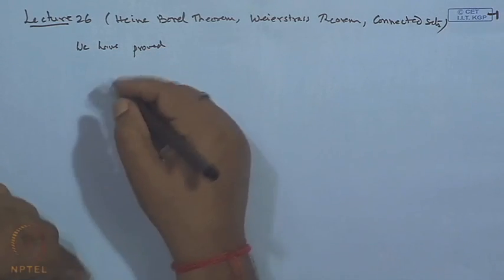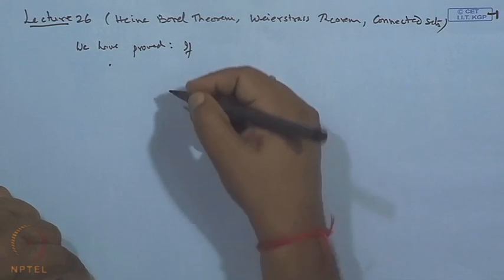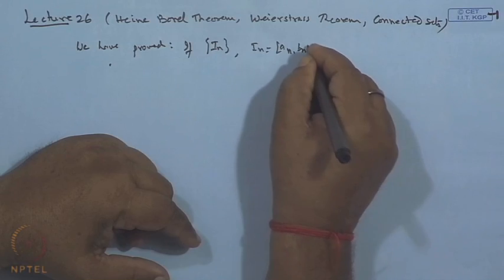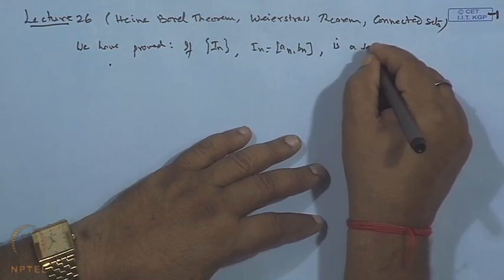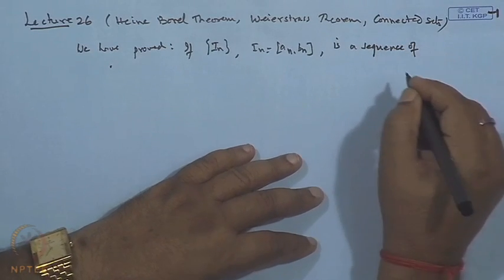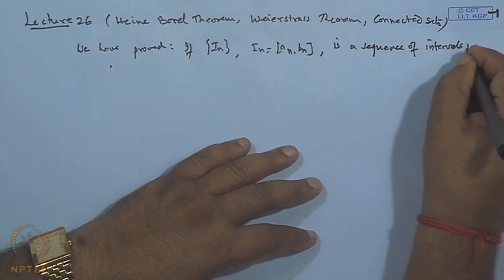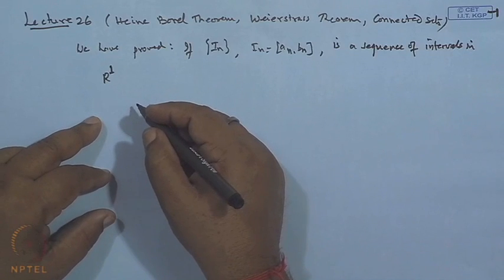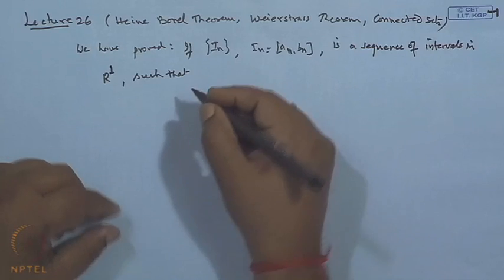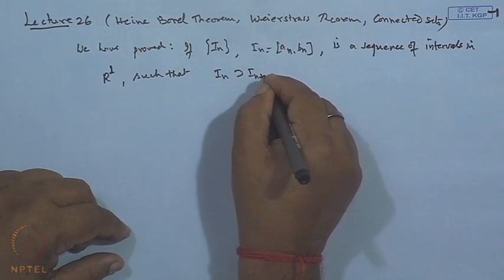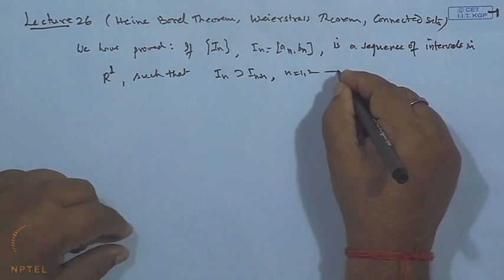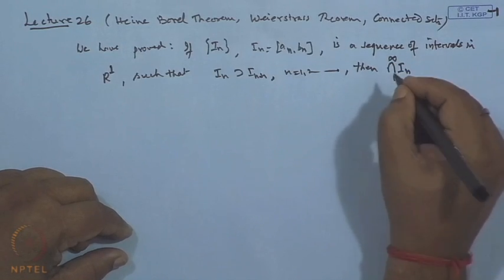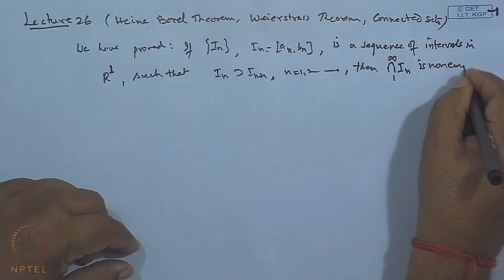We proved the following theorem: if I_n, where I_n is a closed interval [a_n, b_n], is a sequence of intervals in R^1, that is, closed intervals of the real line, such that they are of decreasing nature, that is I_n covers I_{n+1}, for n equal to 1, 2, 3 and so on, then the countable intersection of I_n, when n is 1 to infinity, is non-empty. This result we have seen.